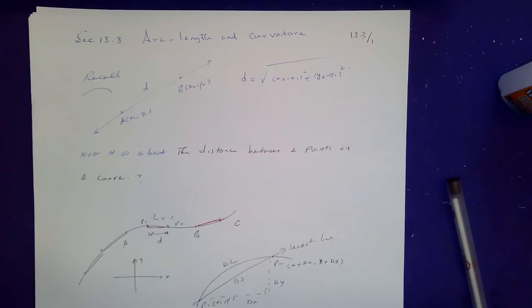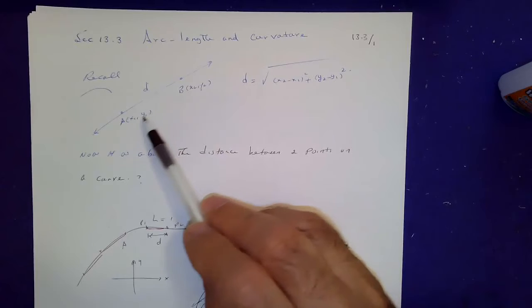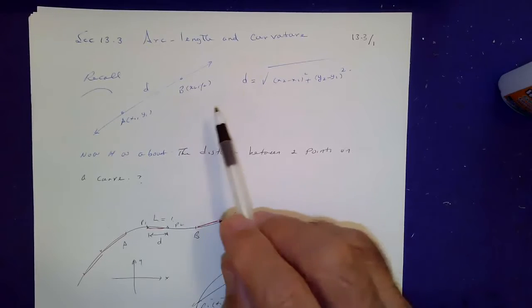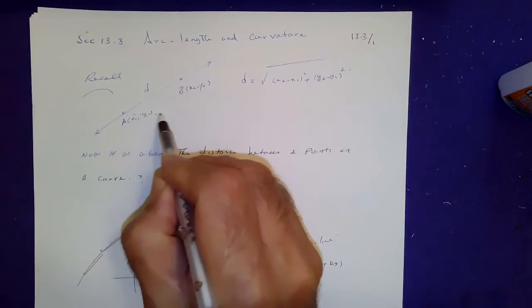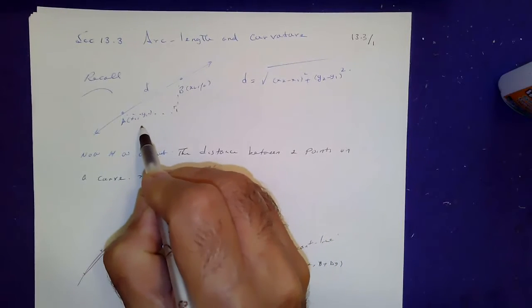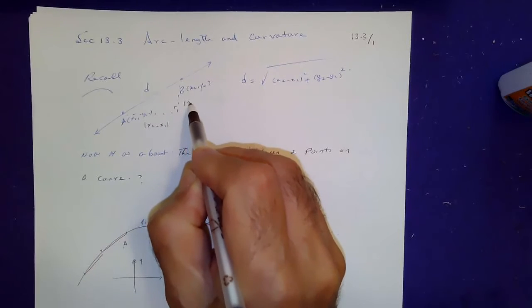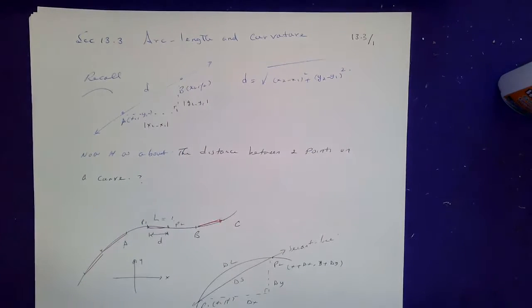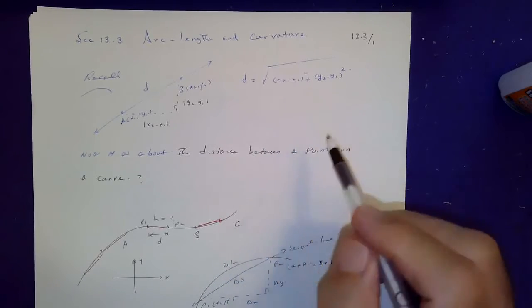Section 13.3, the arc length and curvature. Remember from algebra classes, when you were on a straight line and you were asked to find the distance, you would use this formula, which basically comes from constructing this right triangle. So this would be the absolute value of x2 minus x1. That would be the absolute value of y2 minus y1. So if you use the Pythagorean theorem, lo and behold, you get the distance formula.